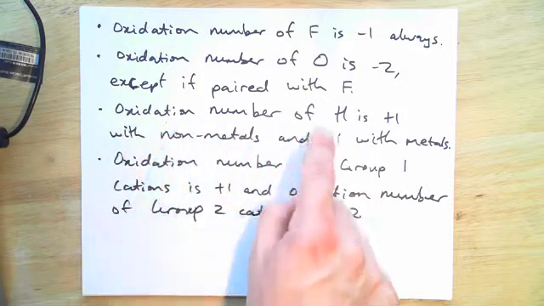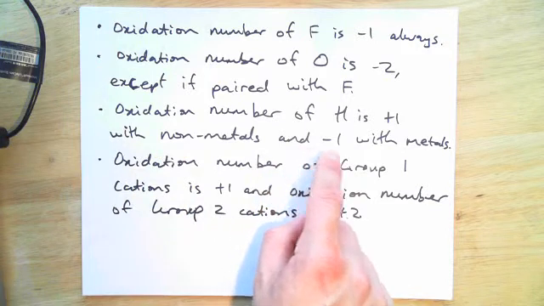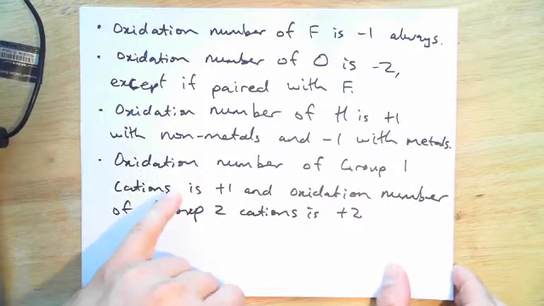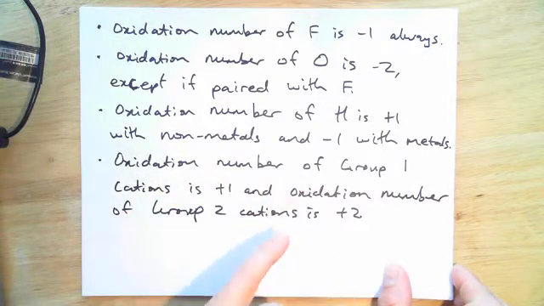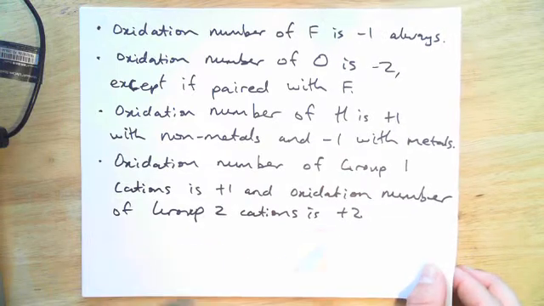So the oxidation number of hydrogen is +1 with non-metals, and -1 with metals. So if you had, say, sodium hydride, which is NaH, the hydrogen there is going to be -1. If you had something like HCl, which is hydrogen chloride gas, the hydrogen would be +1 and the chlorine would be -1. Okay, so that's basically all these rules. Again, the oxidation number of groups 1 and 2 is +1 and +2 respectively.